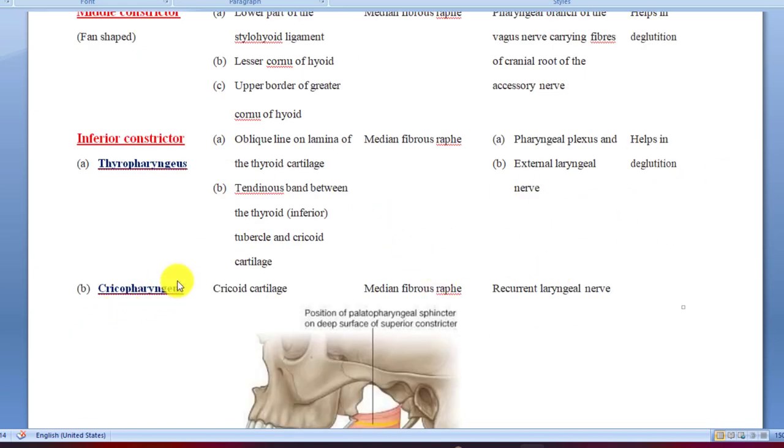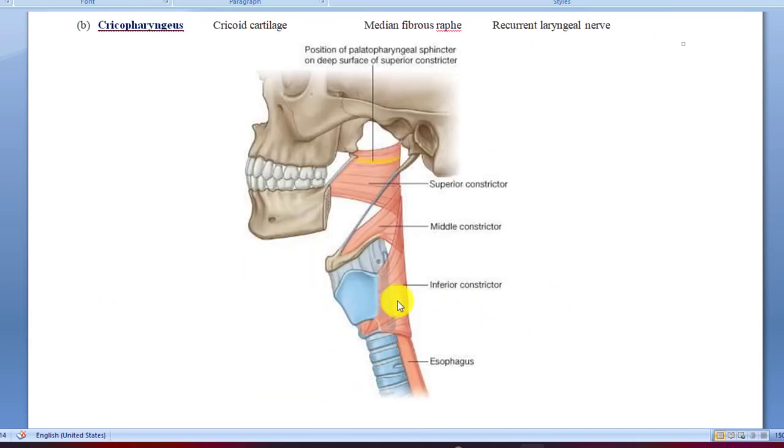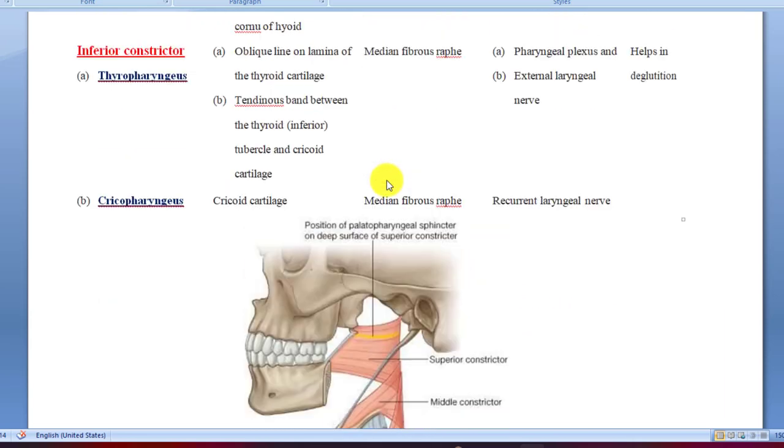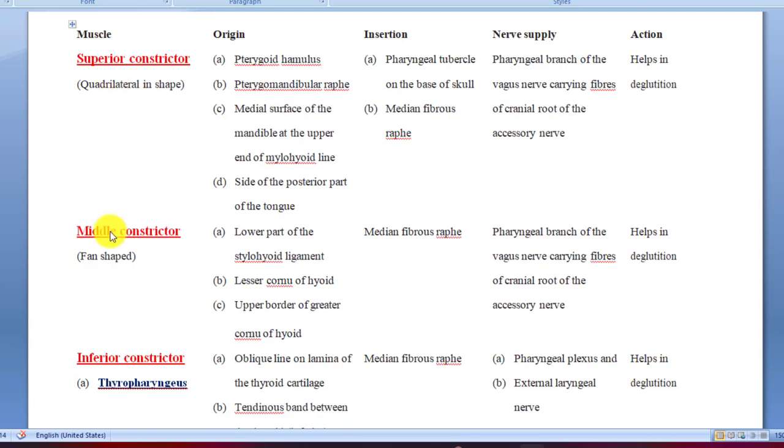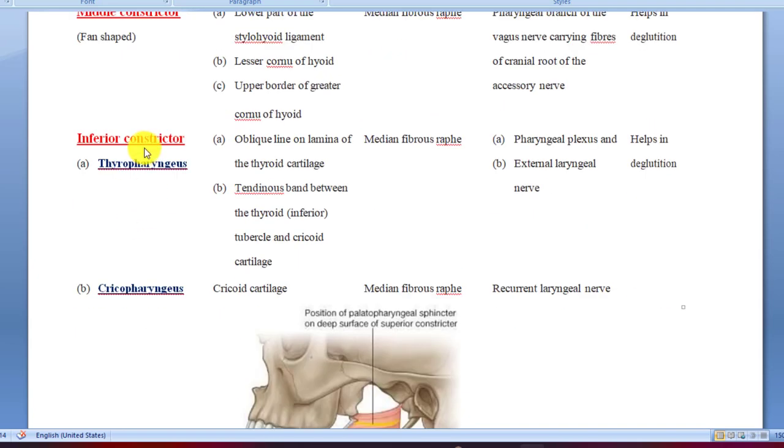And then there is the cricopharyngeus muscle. It gets its origin from the cricoid cartilage, and its insertion is in the median fibrous raphe, right? And it is supplied by the recurrent laryngeal nerve. So these were the four muscles, right? The middle constrictor, superior constrictor, thyropharyngeus and cricopharyngeus, both of them are the inferior constrictor muscles.